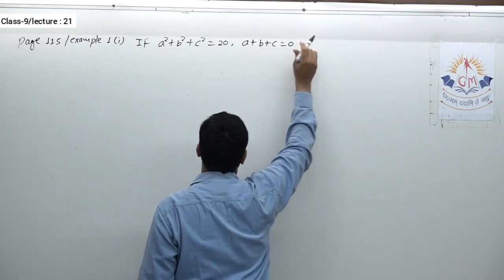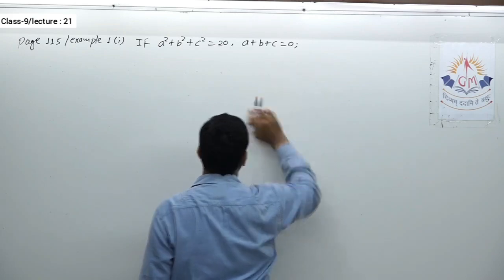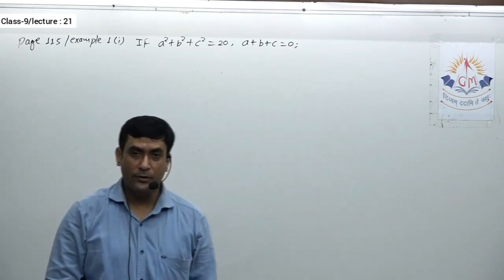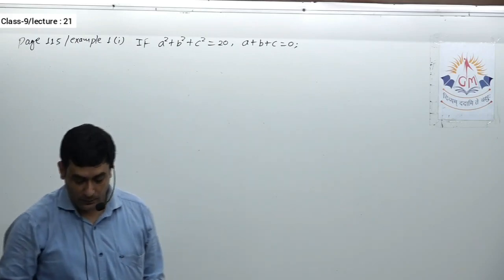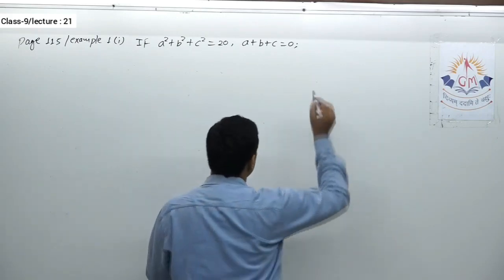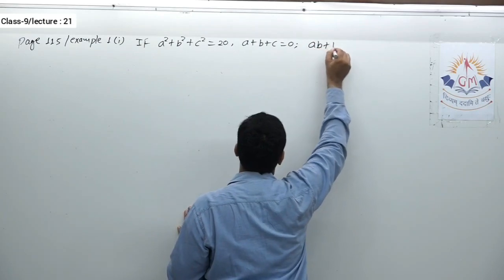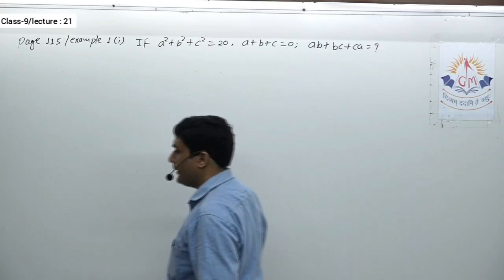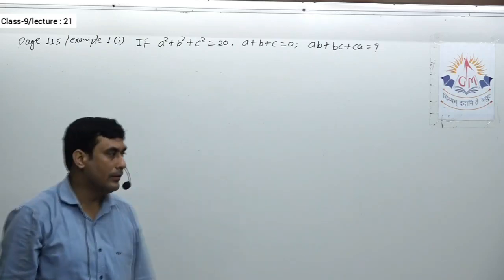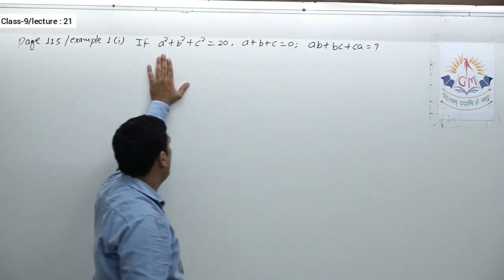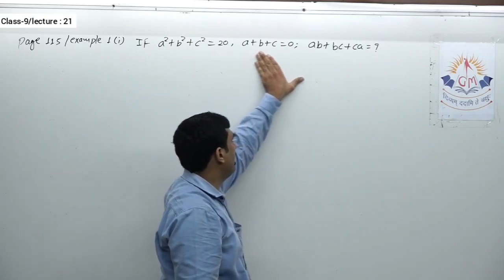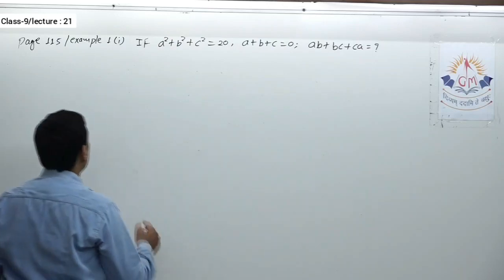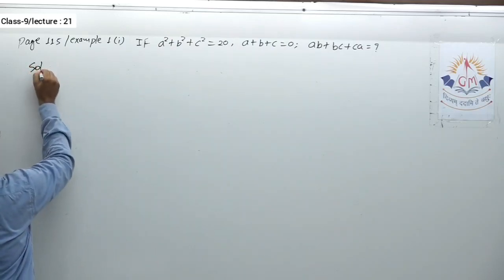Now in this question they are asking "show that". Generally you won't get this type of question as "show that"; this type of question you will get as "find". So here I am going to find the value of ab plus bc plus ca. You will get this type of question in MCQs as well as in subjective. So we have a square plus b square plus c square as well as a plus b plus c, and we have to find ab plus bc plus ca. Let us see how to solve this.